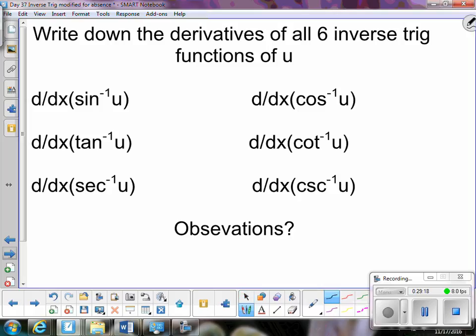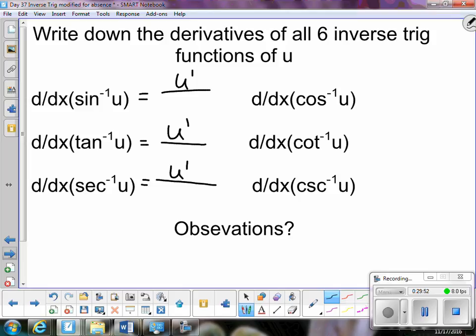Forgot my summary. Write down the derivatives of all 6 inverse trig functions of u. So the ones without the co, that are not coming from complements of other ones, they're all positive. So they're all going to just have regular old u prime up in the numerator. And really, the only thing that's different are the denominators. The denominators are all going to have a u squared and a 1. You just got to remember which is which.